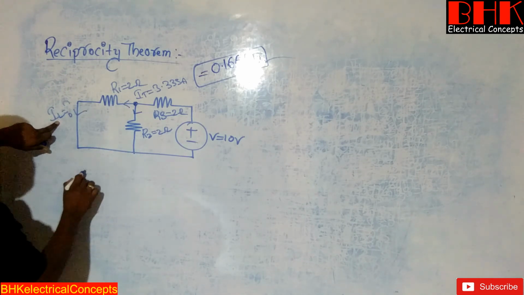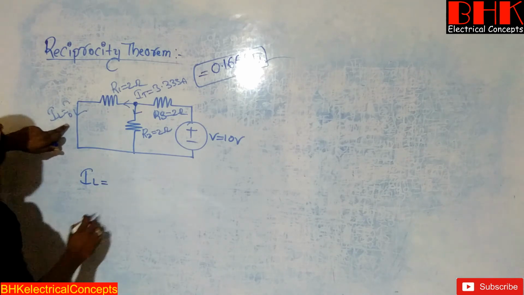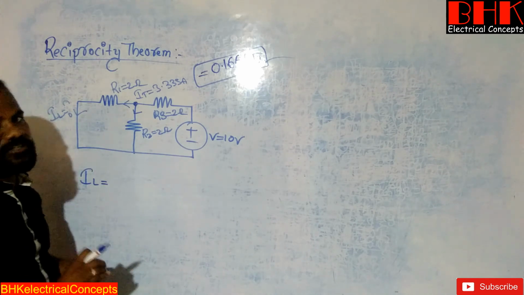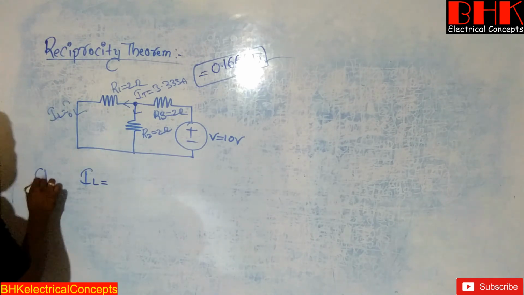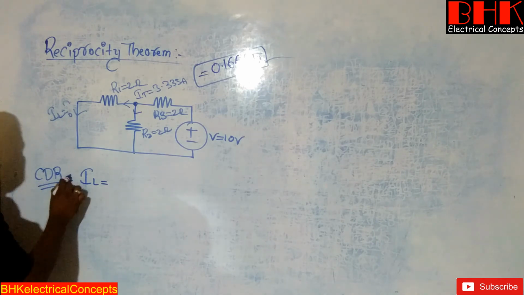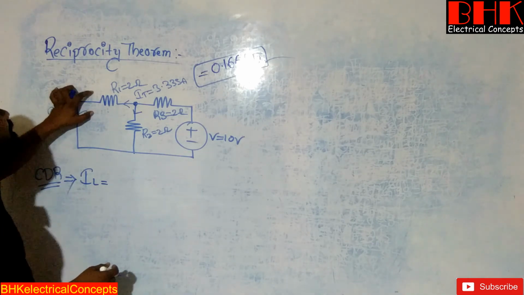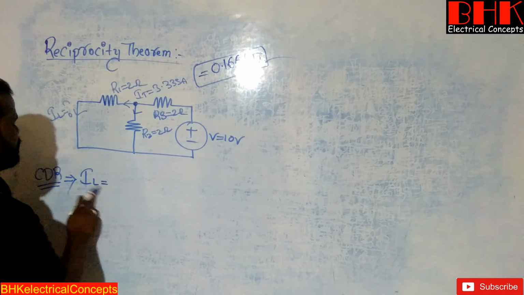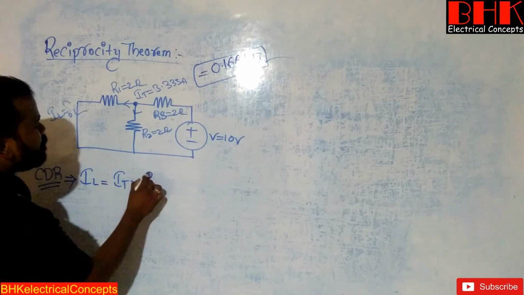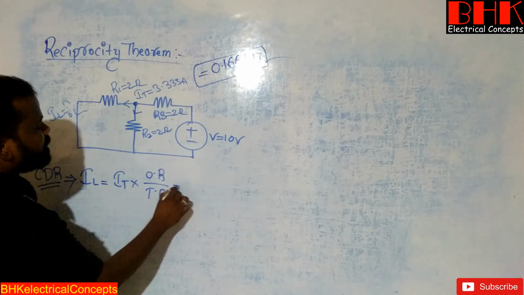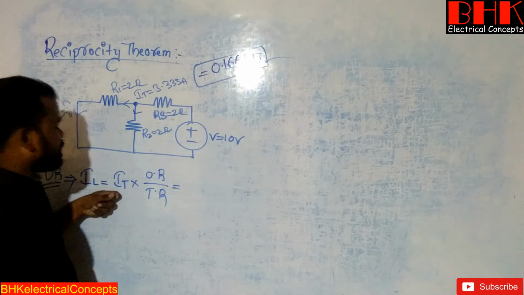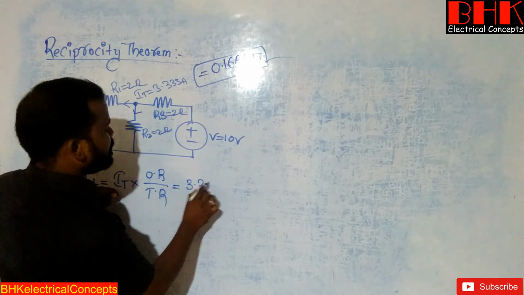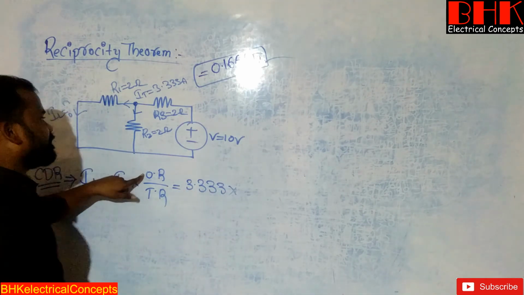Since current is divided from the total current, we need to use the current division rule. We always use the current division rule to find the divided currents from the total current. So load current is equal to total current into opposite resistance by total resistance. Total current is equal to 3.333, into the opposite resistance.